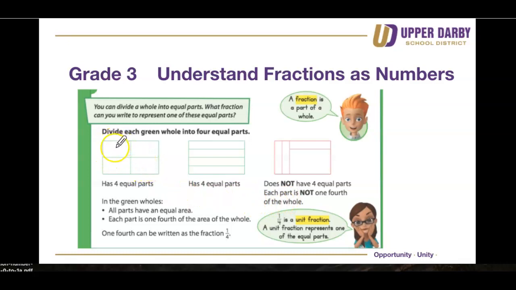So again, each of these would have 4 equal parts. So there are 4 parts. Each of these equal size groups is going to be 1 out of the 4 equal parts. And that is called a unit fraction. This is a term that they are going to hear from 3rd grade all the way through 5th grade and probably beyond.